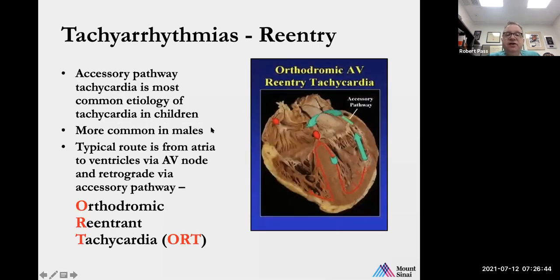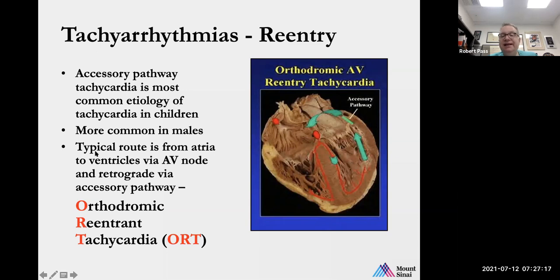Now we're going to just briefly go over the most common form of reentry, which is accessory pathway mediated tachycardia. It is by far the most common form of tachycardia. It's a little bit more common in males than females. And the typical route is from the atrium to the ventricle via the AV node and then retrograde up the accessory pathway. And when you have a tachycardia in which you're going down the AV node and up the accessory pathway, we refer to that as orthodromic reentrant tachycardia or ORT.